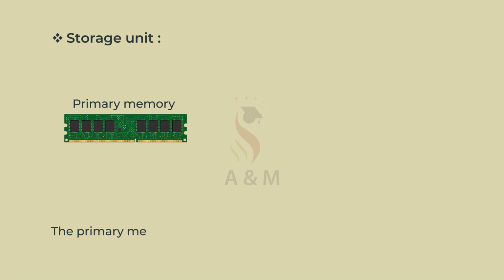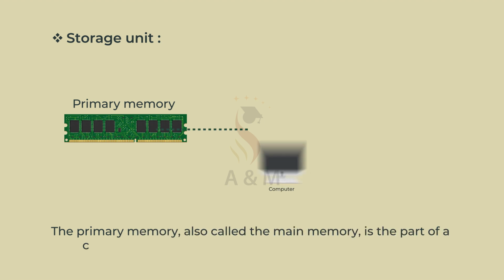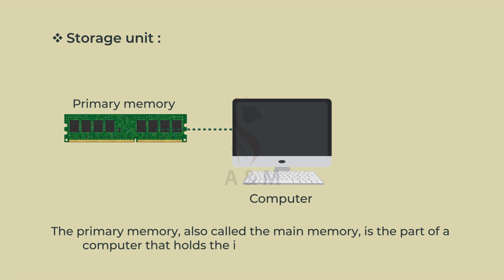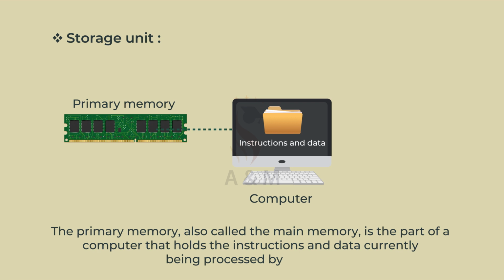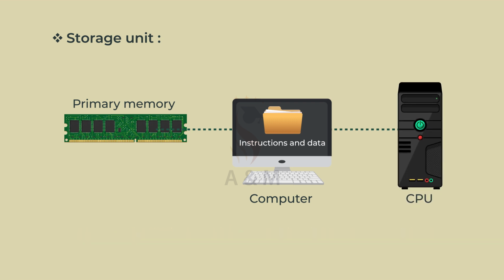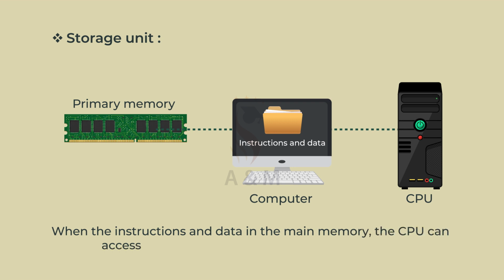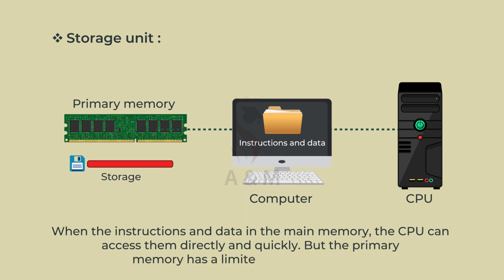The primary memory, also called the main memory, is a part of a computer that holds the instructions and data currently being processed by the CPU. When the instructions and data are in the main memory, the CPU can access them directly and quickly. But the primary memory has a limited storage capacity.